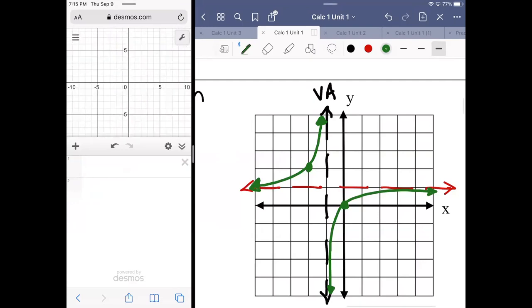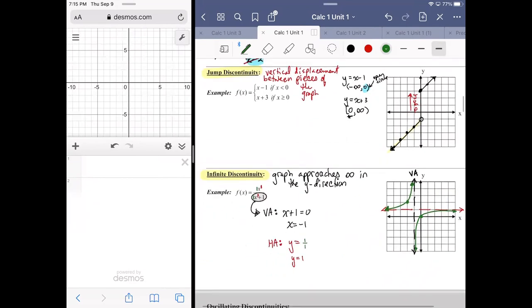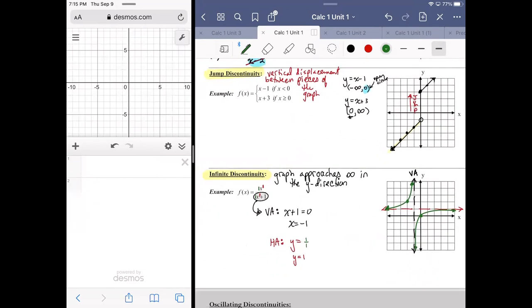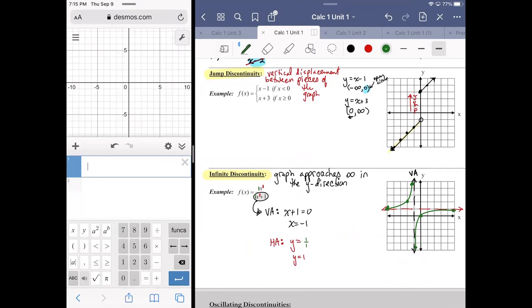Anyway, Desmos is what I wanted to open. So f of x, if it'll let me, come on, there we are.